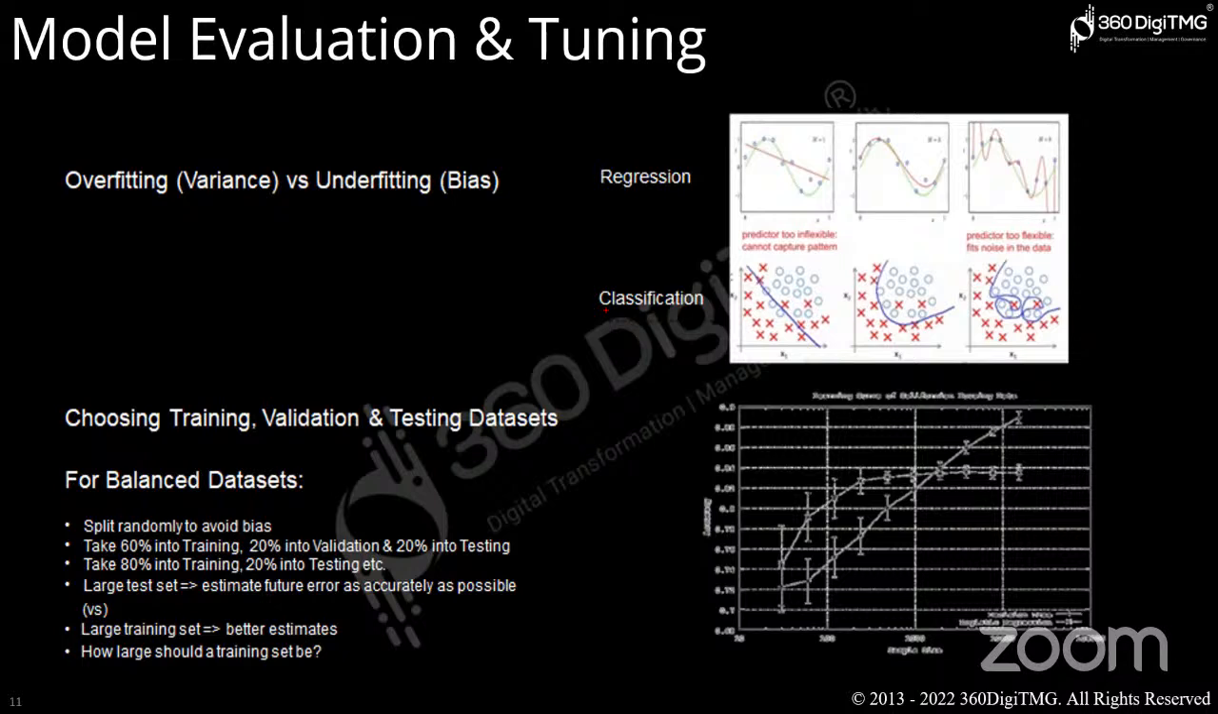Suppose most of the time you'll be working on a large data set. When you work on a large data set, it helps estimate future error as accurately as possible. Whereas when we have a large training data set, it gives us better estimates, right? All these things come up when we talk about choosing balanced data sets. So all these factors we should keep in mind while preparing the balanced data set.